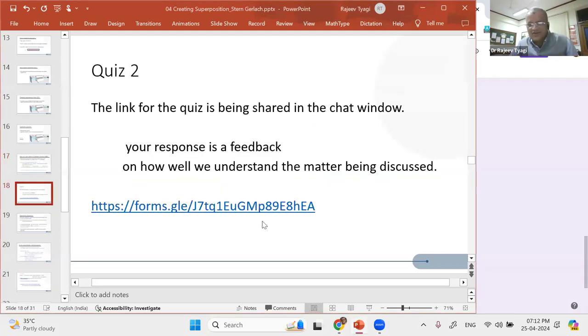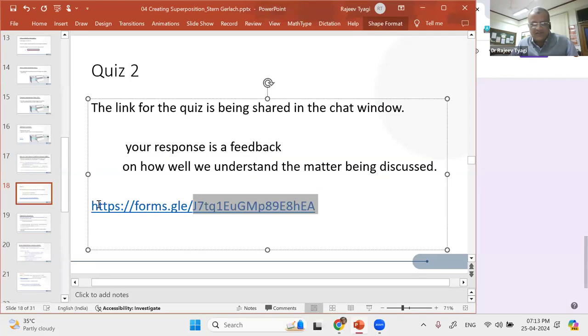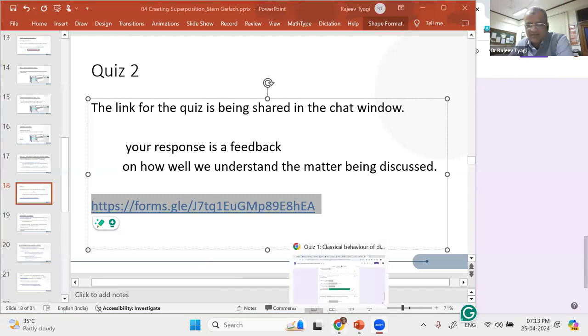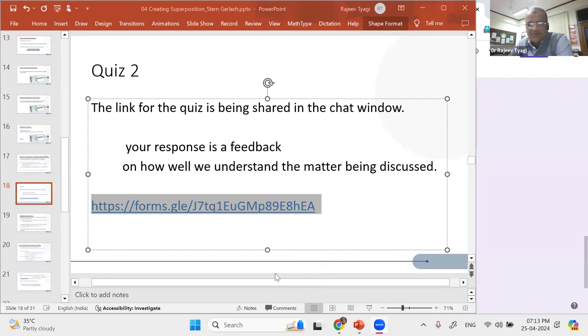Time for a short quiz. A very short one, and if you have been listening to me, you will be able to answer it straight away. I am sending the link for this quiz. Kindly go through it quickly, and then we'll create those superposition states. I'm sure some of you will be seeing it for the first time and will wonder how it is done. I have posted the link for the second quiz of the day in the chat window.